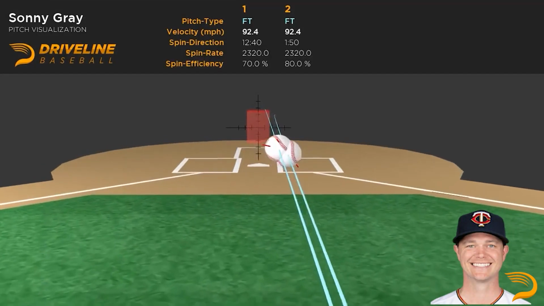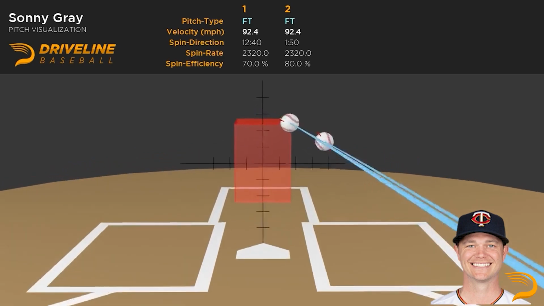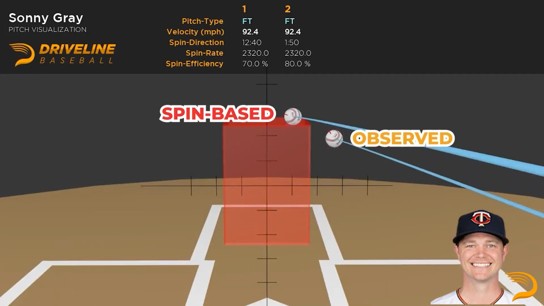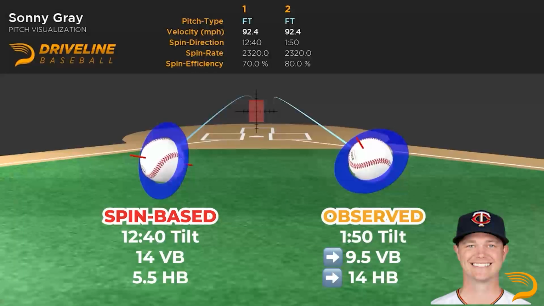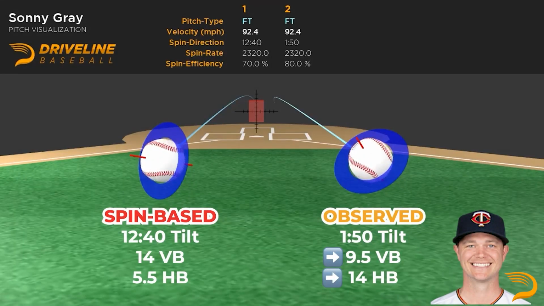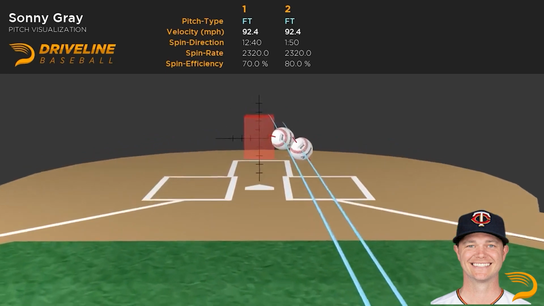If you look at Gray's sinker, you'll notice that the route the pitch takes to get to its eventual movement metrics, about 9 inches of vertical break and 14 inches of horizontal break, is extremely unique. Out of the hand, the pitch appears to have 14 inches of carry and about 5.5 inches of arm side movement. However, following release, the pitch actually shifts its spin axis mid-flight and gains nearly 10 inches of arm side run. This phenomenon is common in other pitch types as well, and we've discussed them in previous videos, such as the cutter, slider, and changeup.